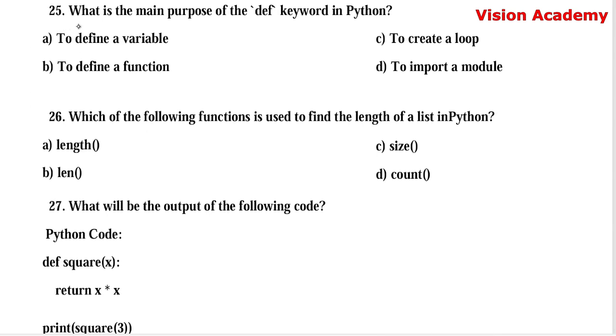Question number 25. What is the main purpose of the def keyword in Python? Option A, to define a variable. B, to define a function. C, to create a loop. D, to import a module. Here, option B, to define a function is the right answer.